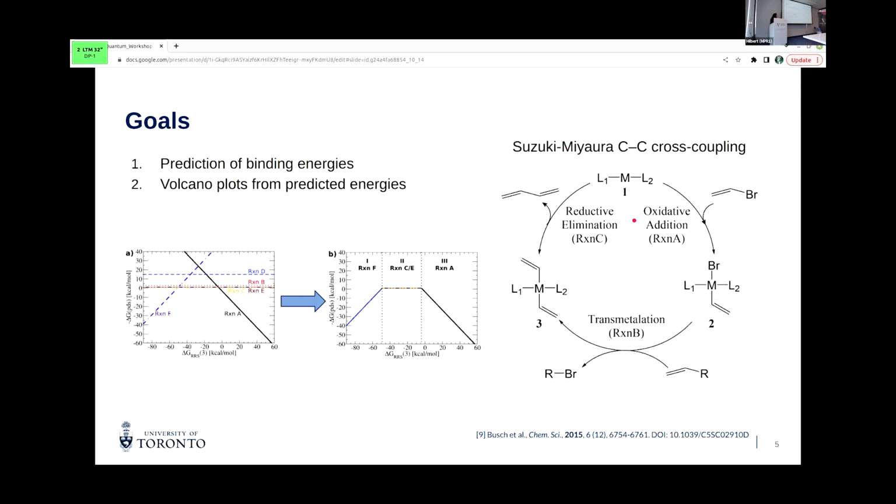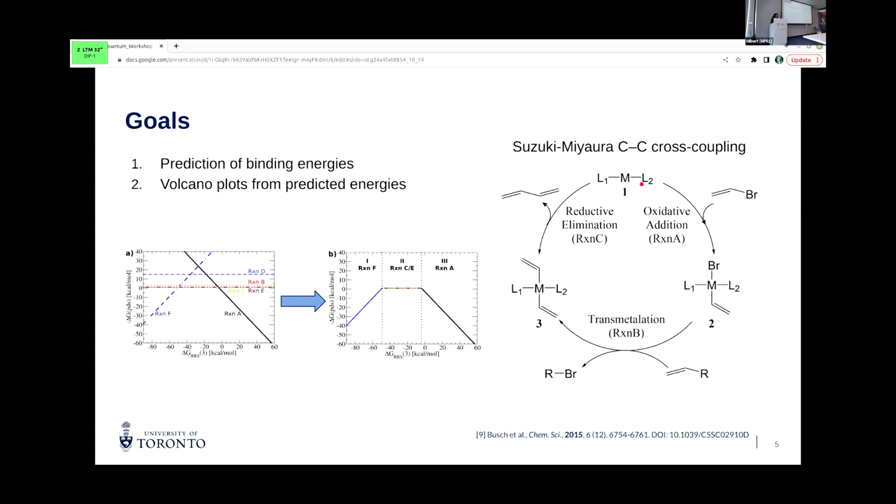And this is the reaction cycle of the Suzuki-Miyaura reaction. It has 3 steps: oxidative addition, transmetallation, and reductive elimination. This is how the catalyst is going to look like. So we'll have a central metal and 2 ligands attached to it.